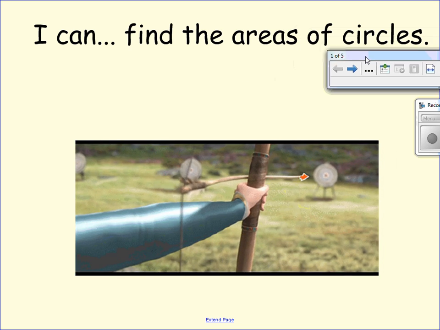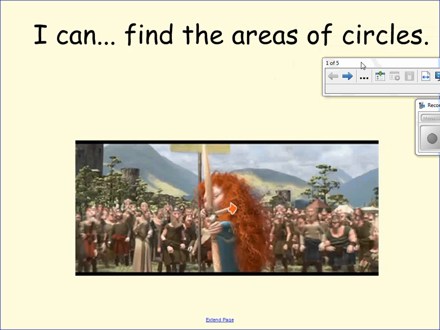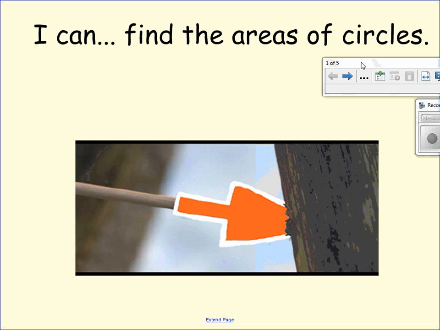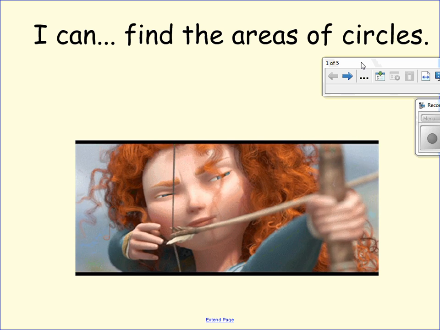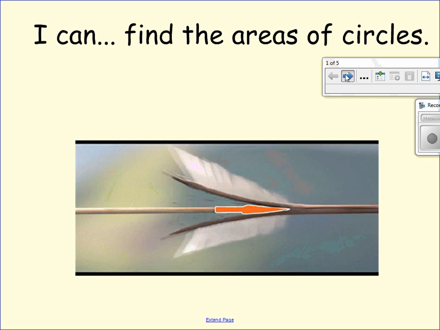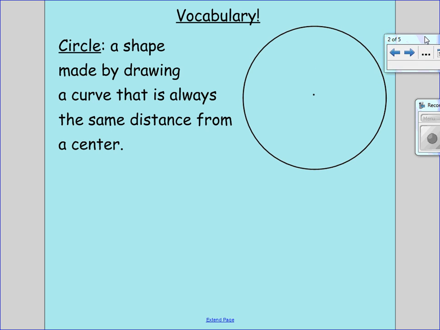Hello, mathematicians. Our I Can statement today is: I can find the areas of circles. So last time we looked at the circumference of a circle, and we know that the circumference is about 3.14, or pi, times the diameter, and the diameter is the distance across. Area, we're going to look at the space in between.